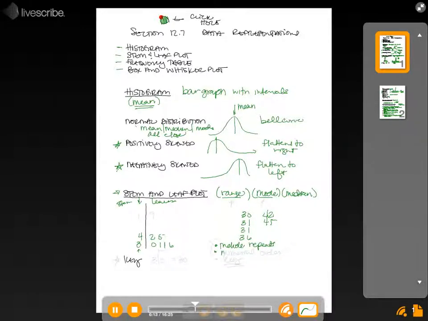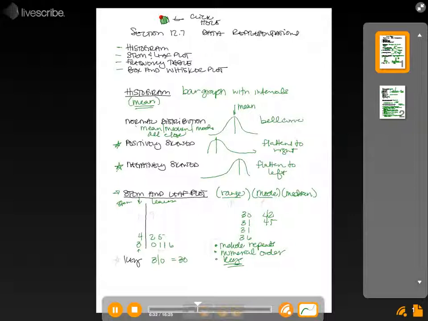It needs to be in numerical order. And you need to have a key. And what the key tells you is that suppose we had 3, the line, and 0, we need to say that 3 line 0 equals 30.